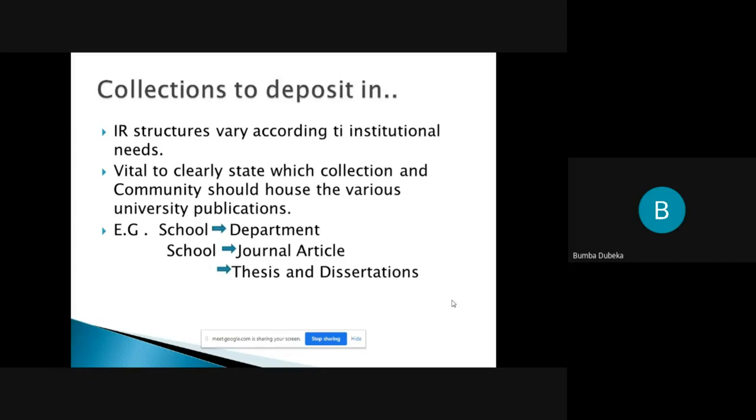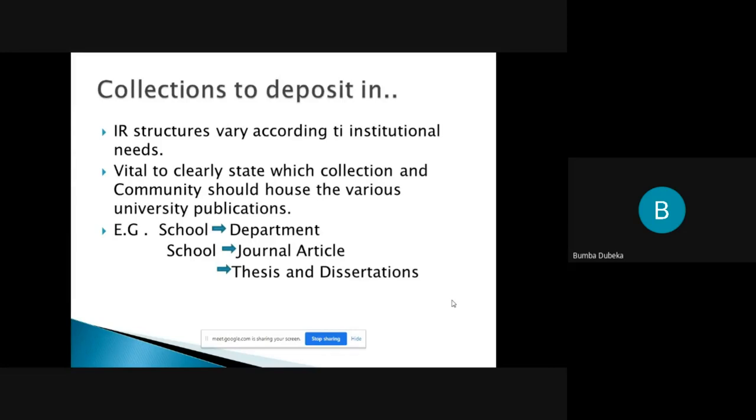Institutional repository structures vary according to institutional needs. So it is very important to clearly state which collection and community should house the various university publications. A classic example, I think, is the UNZA repository. Being a student at UNZA, I've had to interact with it. The structure is mostly in schools, and schools are then later subdivided into departments.